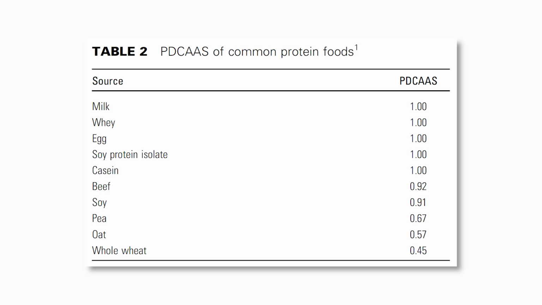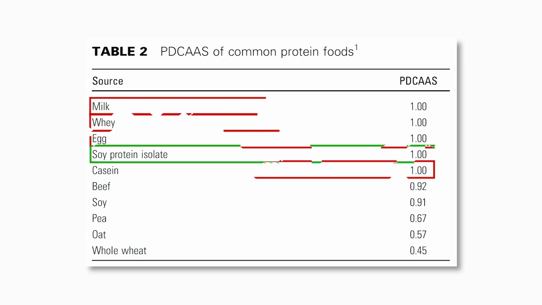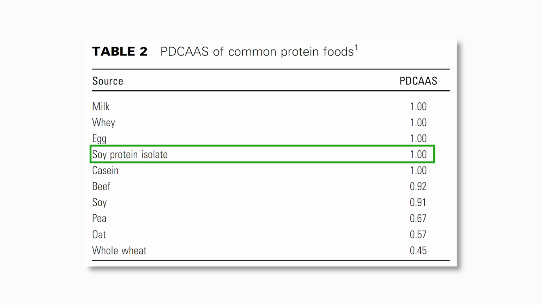Now, the proteins with the best PDCAS scores of 1.0 are milk proteins, eggs, so we've got casein, whey, things of that nature. And on the plant side, we have soy isolate. Now, I want to make the distinction between soy and soy isolate because you are isolating the soy protein from the soy plant in soy isolate.